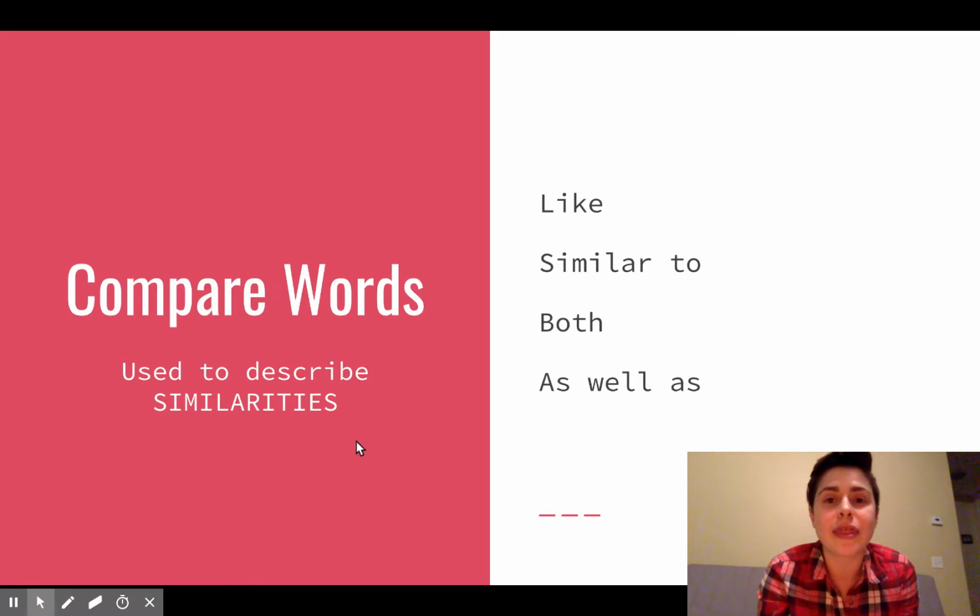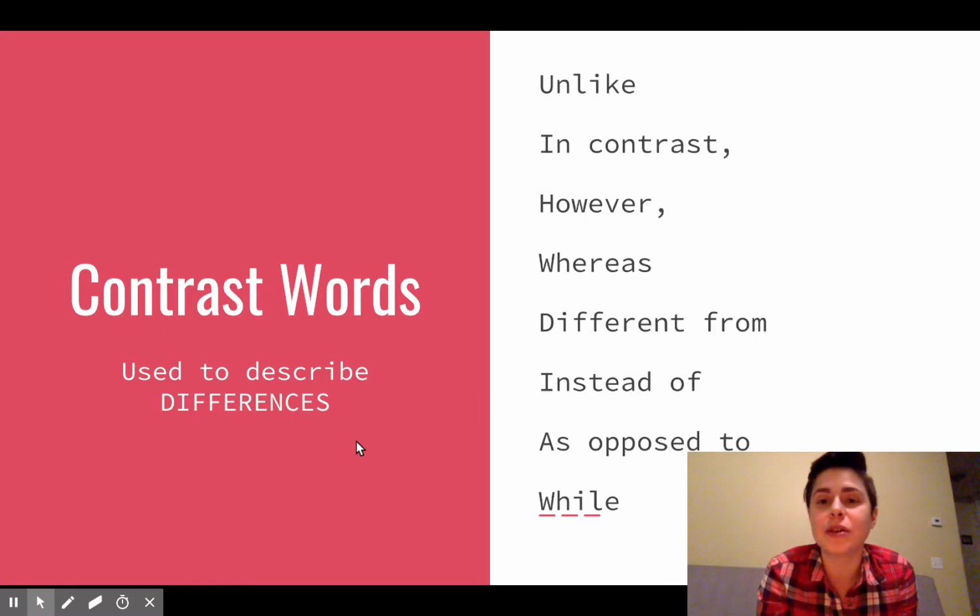When you're talking about things that are different, you might use a whole bunch of different phrases. You could say unlike, in contrast, however. I feel like those words need to be said in fancy ways. Whereas, different from, instead of, as opposed to, while. Basically, these are all ways of saying one thing is different from another thing.